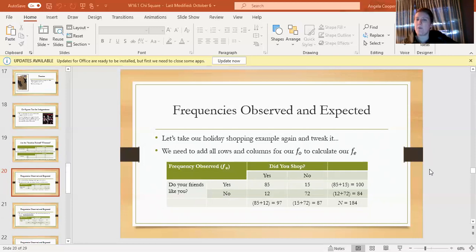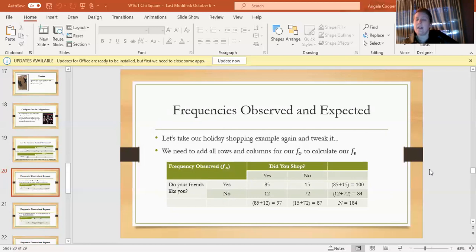So now we're tweaking a little bit. We have 85 people who said they did shop and say their friends like them. 15 people said they do not shop, and yes, their friends like them. 12 say, yes, I shop, but no, my friends don't like me. And 72 said, no, I didn't shop, and no, my friends do not like me.